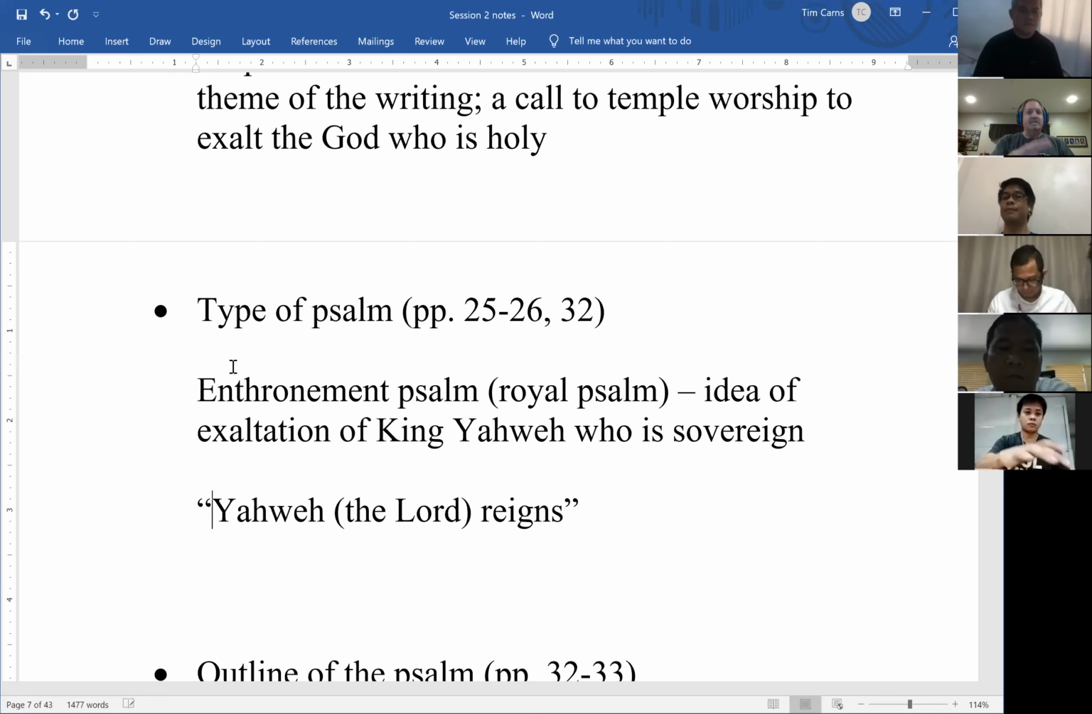That's why Psalms 96 through 99 are kind of grouped together, and they're all considered enthronement psalms because they have this idea of Yahweh reigns. It's not just that he is king, but that he is sovereign king over everything. So there's an emphasis not just on the fact that God is on the throne, but that he's exalted, he's great, he's worthy to be praised on that throne. Does that make sense?